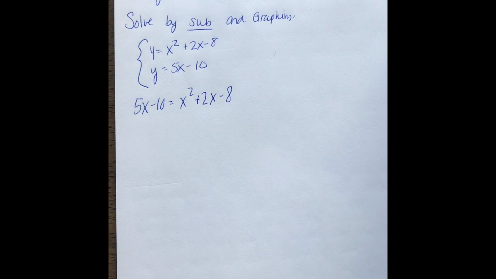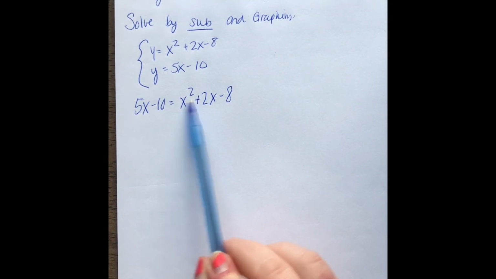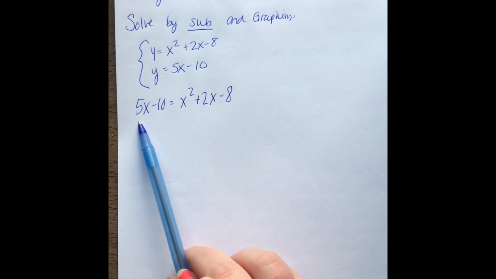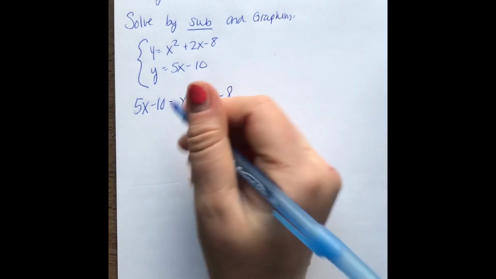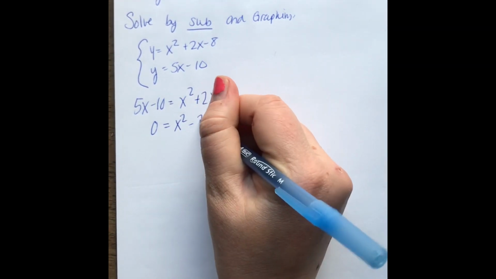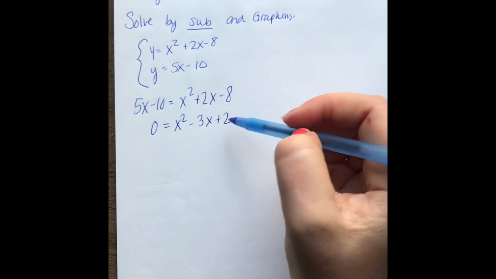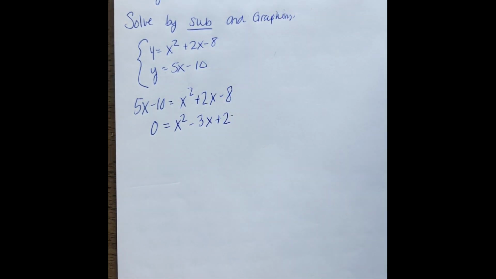Remember, whenever you solve a quadratic, meaning anything to the power of 2, you have to set your equation equal to 0. So I'm going to subtract 5x from both sides, and then I'm going to add 10 to both. So I have 0 is equal to x squared minus 3x plus 2. And now we can solve this quadratic by one of three ways: factoring, quadratic formula, or completing the square.